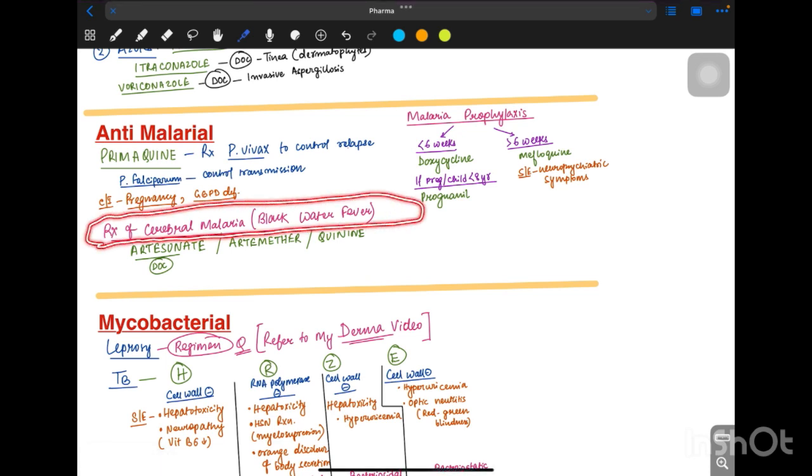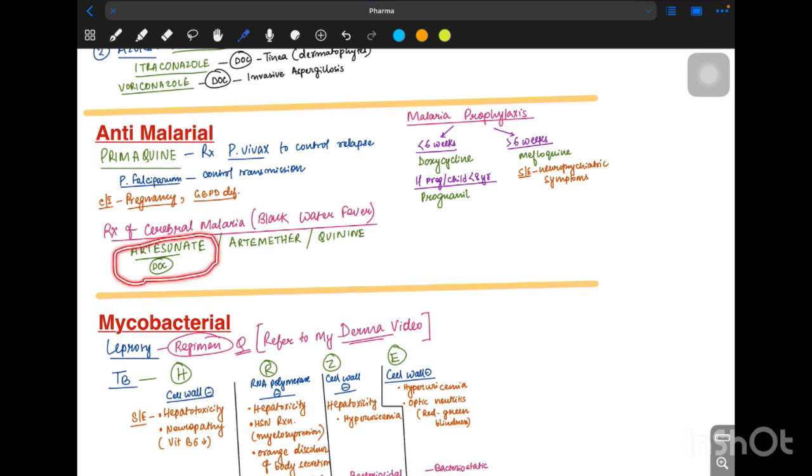Which is also known as black water fever. What is the treatment of cerebral malaria? We have to give artesunate, which is the drug of choice. It is the most preferred. Then we can give artemether. If it is not in the option, we can give quinine. So this is the preference order. Artesunate is the drug of choice.